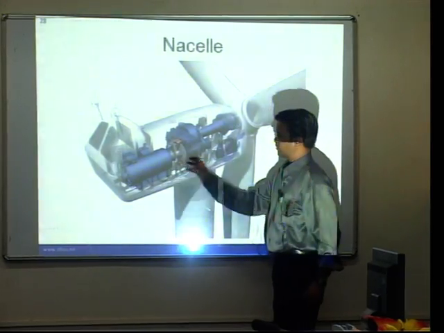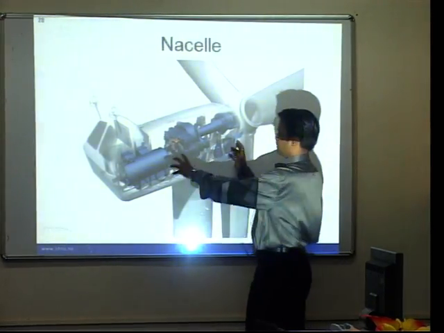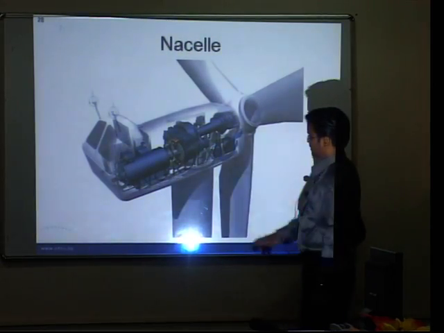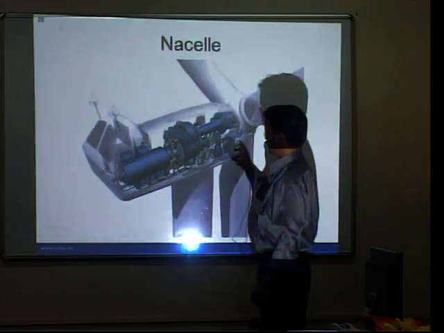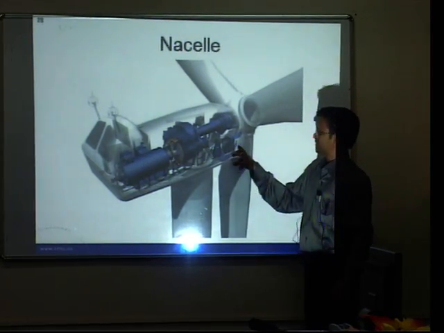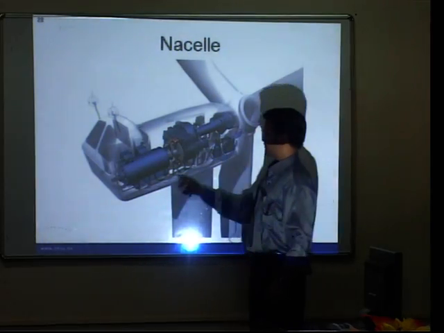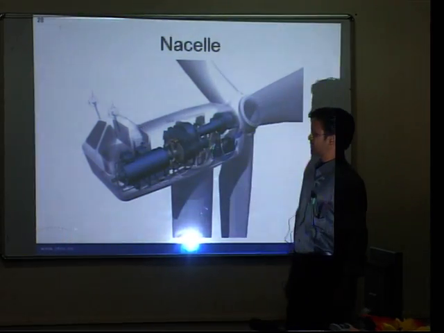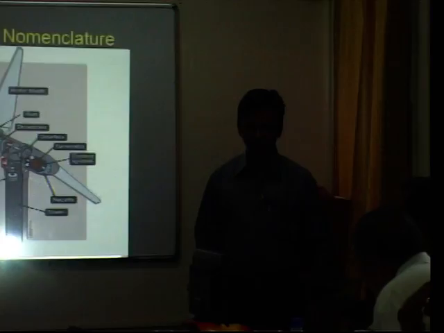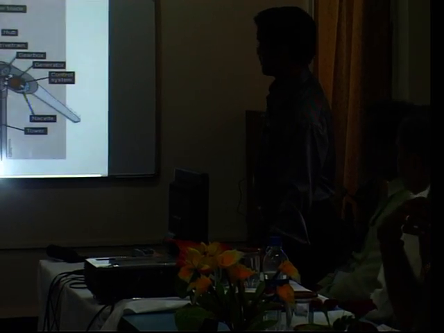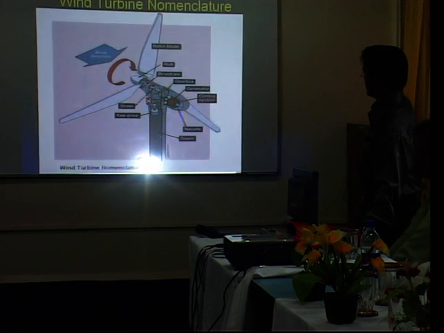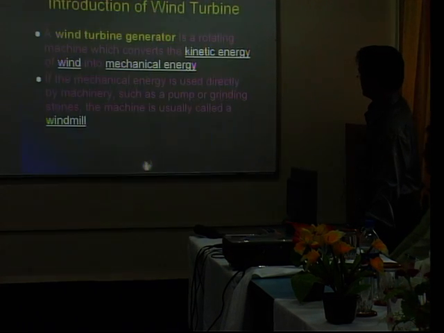The nacelle is an enclosed chamber in which the whole system is fixed. As far as the dimensions are concerned, for a 1 megawatt turbine capacity, the nacelle height is 10 to 12 feet and length is 20 to 25 feet. This is again the nomenclature of the wind turbine which we have discussed.